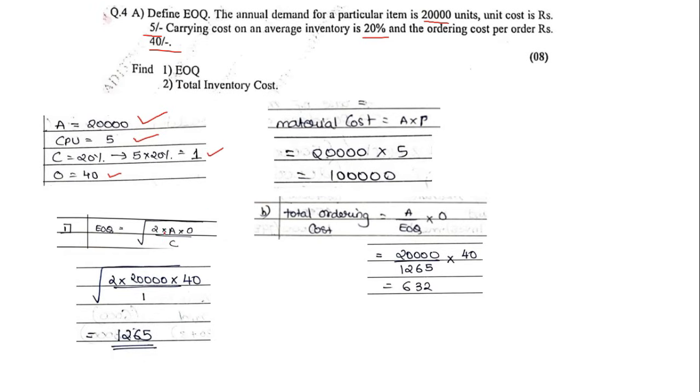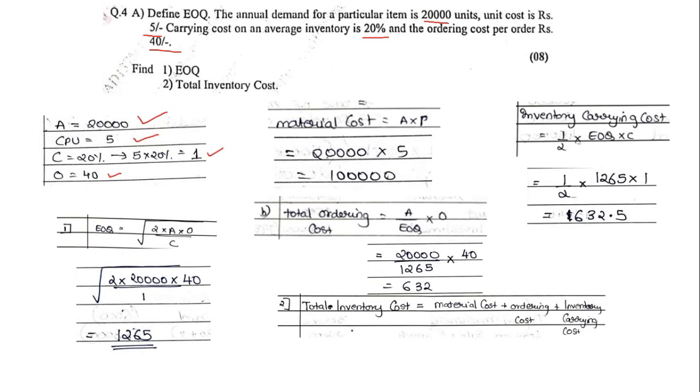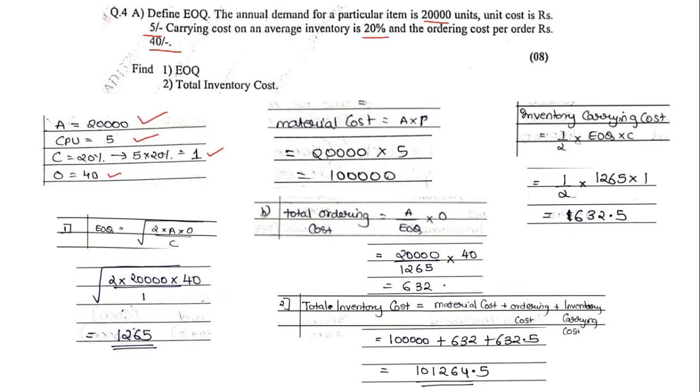Last, we need to find the inventory carrying cost. Half into EOQ into C. EOQ is 1265, C is 1 rupee. So 1 into 1265 into 1 divided by 2, we get 632.5. Once we have all the three values, we can apply them into the final formula. Total inventory cost is material cost plus ordering cost plus inventory carrying cost. 1 lakh plus 632 plus 632.5, we get the total value of 1 lakh 1264.5 rupees.